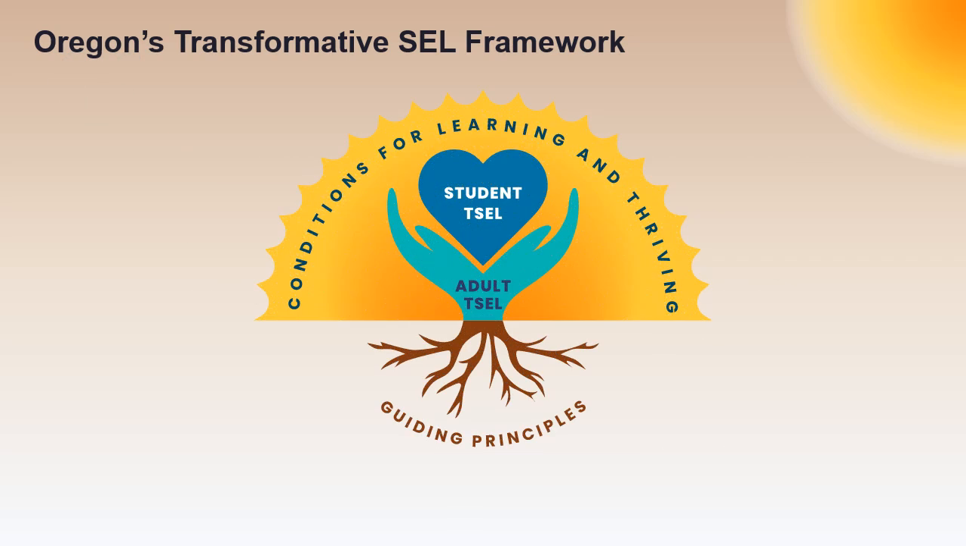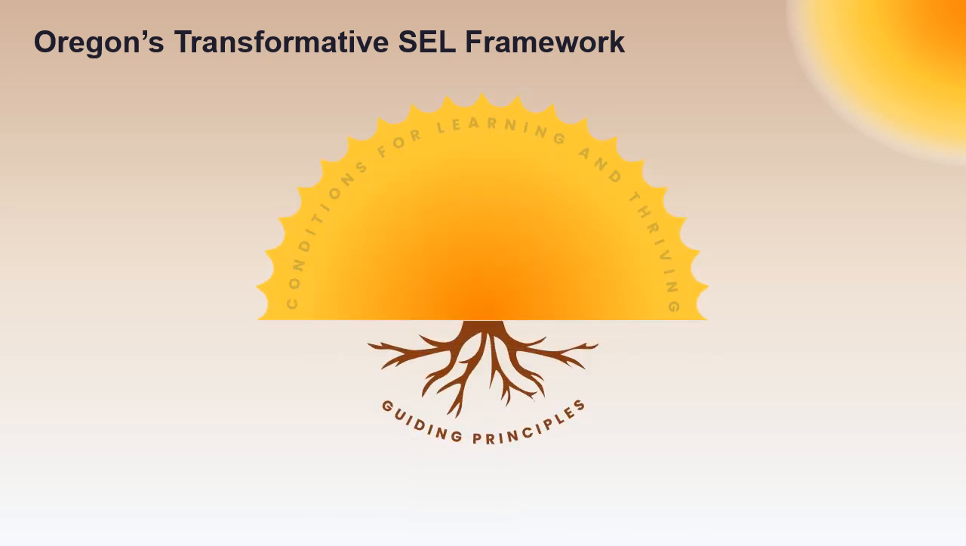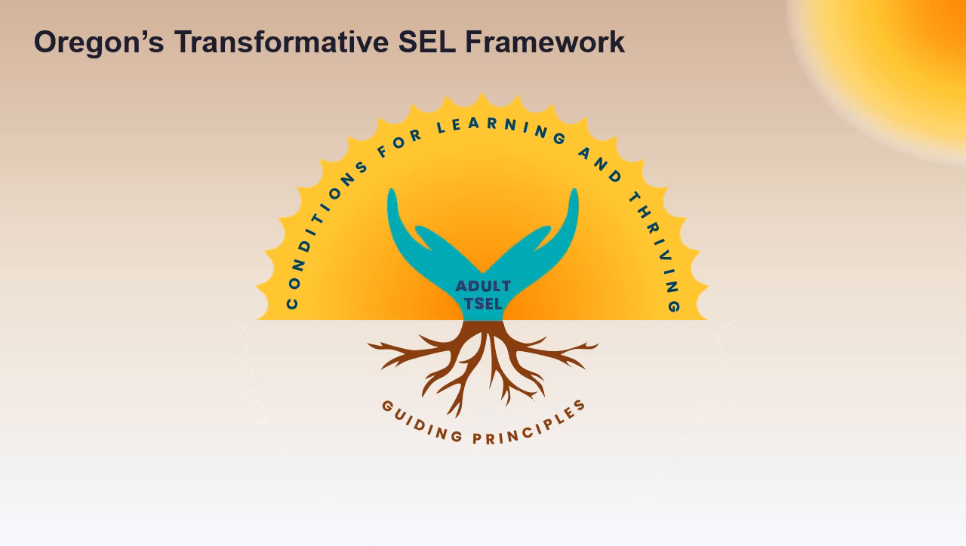The state has developed a framework that depicts an ecosystem of 4 interrelated components that provide a holistic approach to support personal and collective well-being in the context of a learning community. The guiding principles are the roots of the framework and support the conditions for learning and thriving. Adult transformative SEL are the supportive hands that hold student transformative SEL at the heart of the framework.